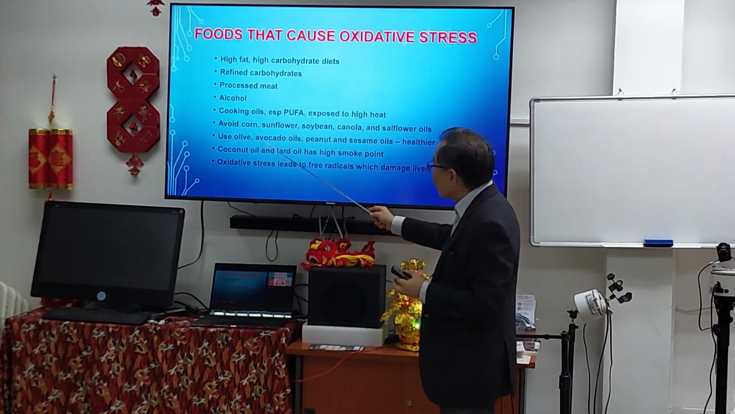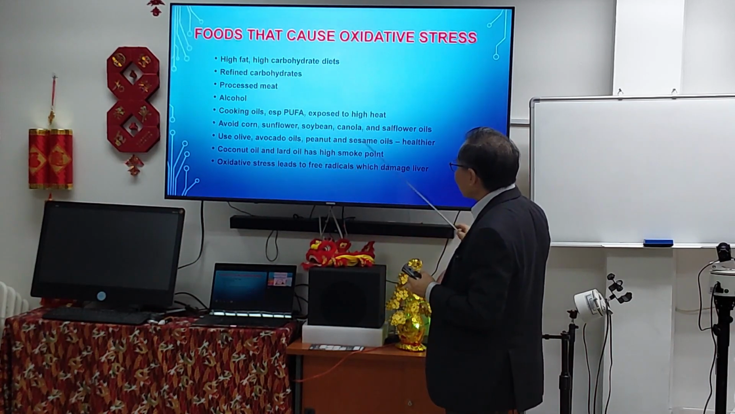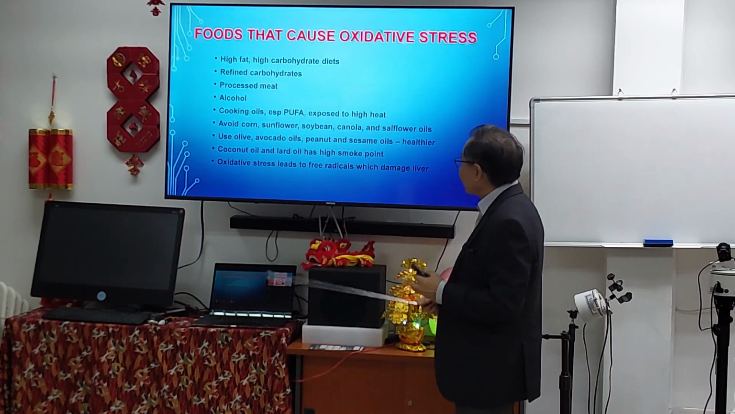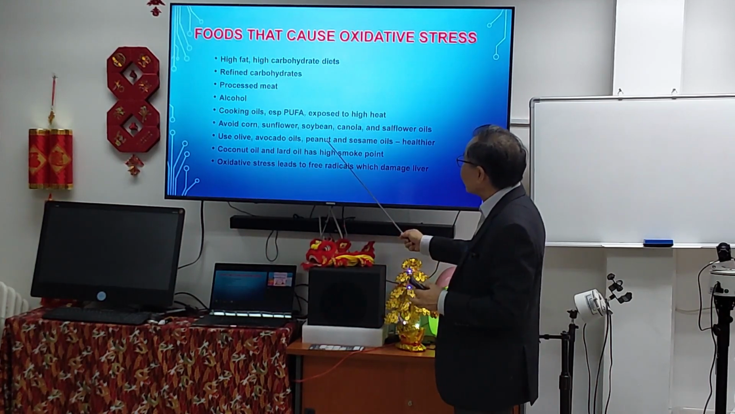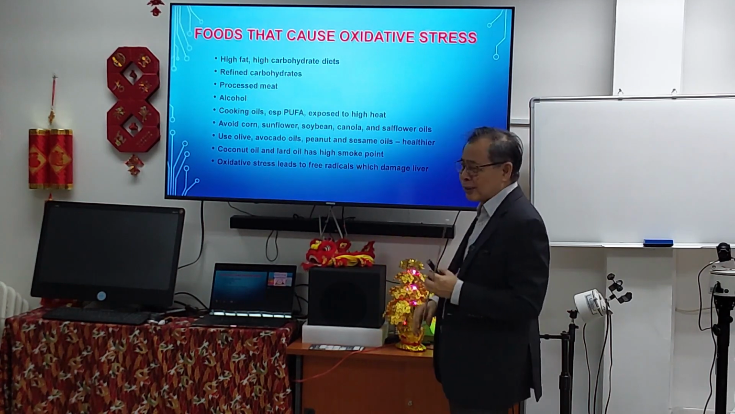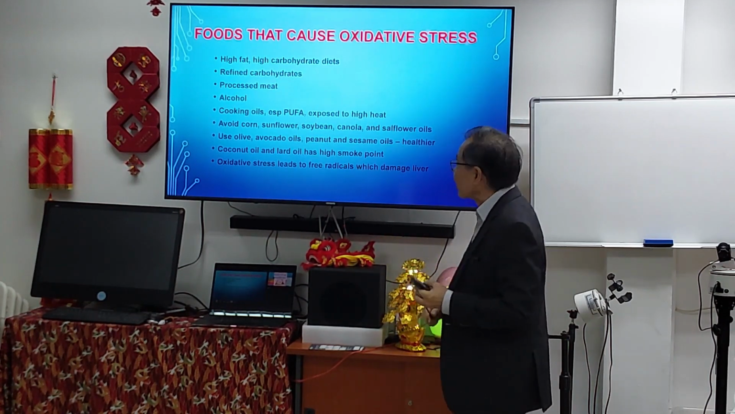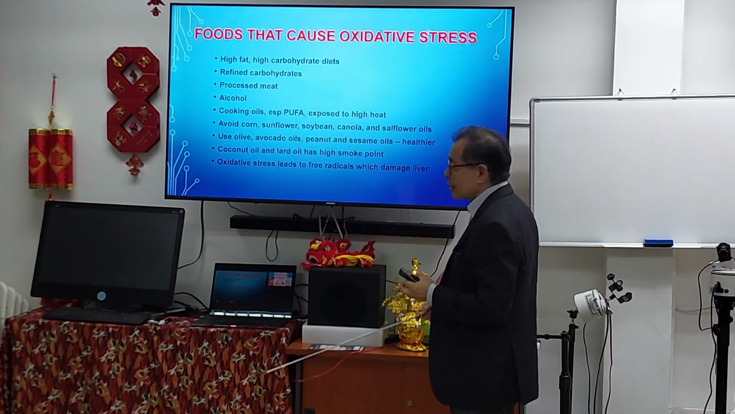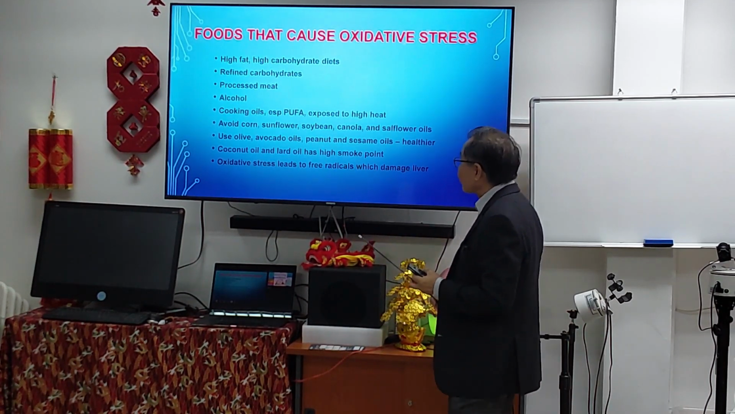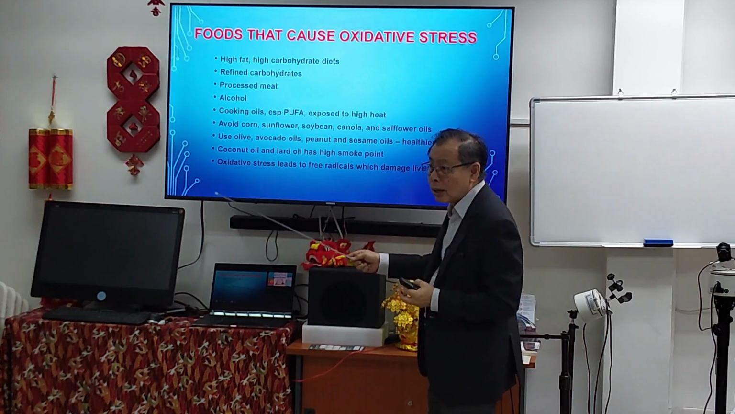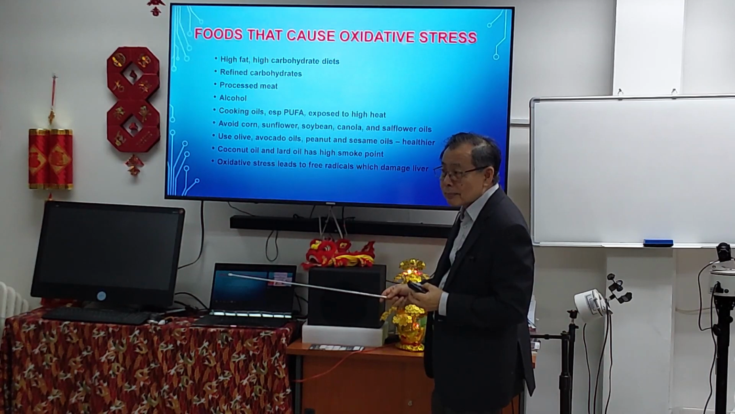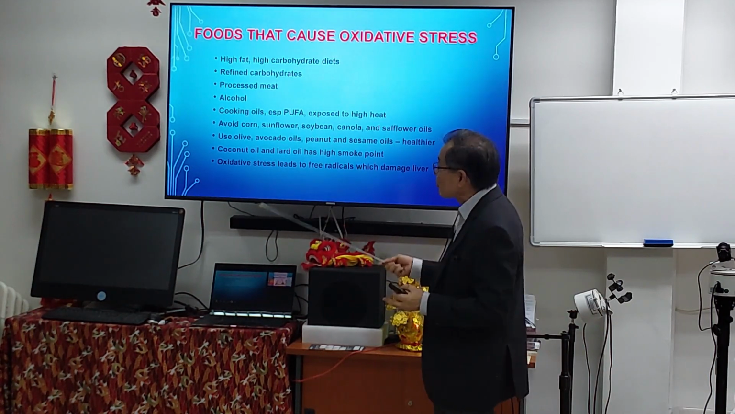Use olive, avocado oil, peanut oil, sesame oil. Olive and avocado oil are expensive. Even the cheaper ones, peanut oil. And to some extent, palm oil. But we don't use palm oil very much for cooking. So peanut oil, grape seed oil. Yeah, grape seed oil. They say palm oil is high in vitamin E. Palm oil, I don't know about that. Go check it out.